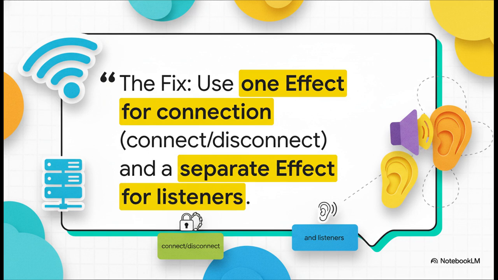That's its only job. Then, you have a separate useEffect just for your event listeners. This one can have dependencies. It's totally fine for it to rerun and swap out listeners when your state changes, because the underlying connection is stable and completely unaffected. This 2-hook pattern is the secret sauce to a bug-free setup.